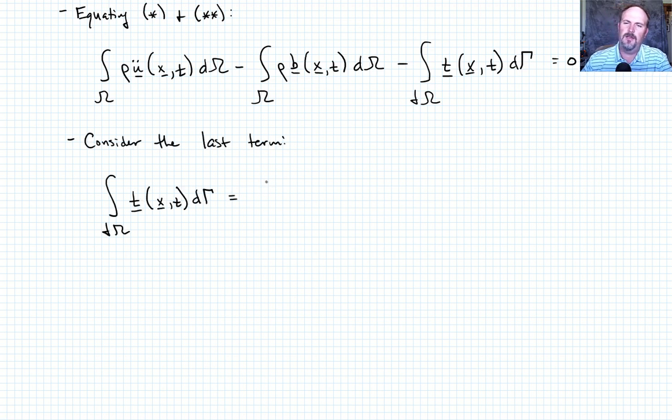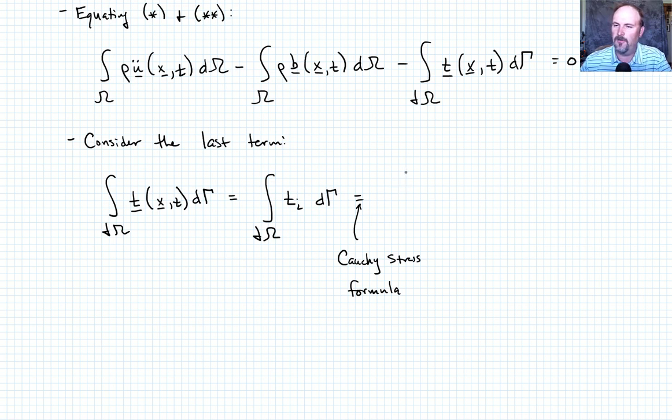And I'm going to write it in index notation for you because I think it's a little easier to handle there. We'll write that as the integral over the boundary of t_i, and I'm going to drop that it's a function of x and t for the moment. Now we can say something by the Cauchy stress formula. Hopefully you remember that from a couple lectures ago. Right? t_i is equal to sigma_ij n_j. So we could write this as the integral over the boundary of omega of sigma_ij n_j d gamma. Okay?